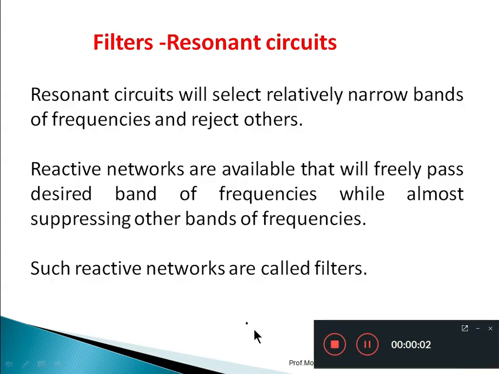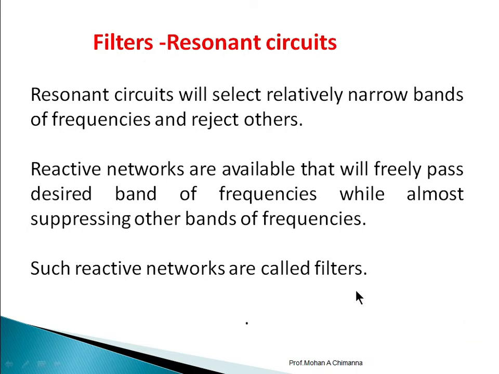Today we are going to discuss the next part of the filter design. There is a filter and resonance circuit. The resonance circuit will select relatively narrow bands of frequency and reject the others, meaning a particular band of frequency will be selected. All the remaining frequencies should be attenuated, which is called the filter.